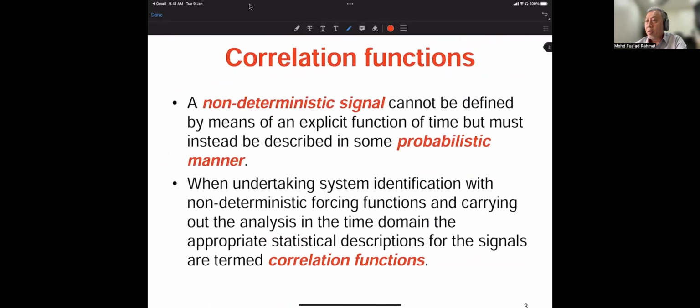Right. In correlation functions, we always have non-deterministic signals, which cannot be defined by means of an explicit function of time, but must instead be described in some probabilistic manner. So when we undertake a system ID experiment with a non-deterministic forcing function and carry out the analysis in the time domain, the appropriate statistical descriptions for the signals are termed correlation functions.